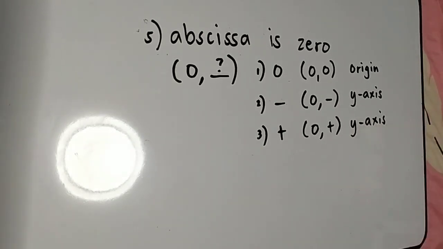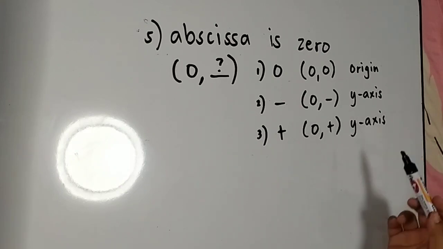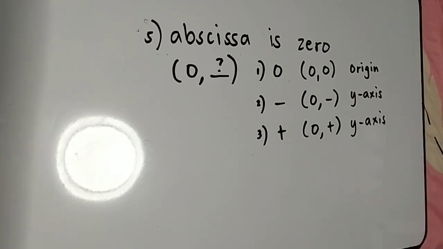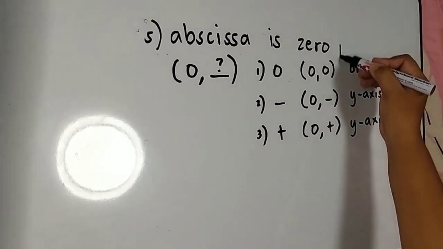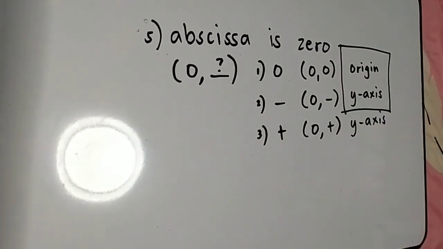Now, if you notice, since pareho naman, yung kapag negative and positive si y, parehong y-axis ang location, so dalawa lang yung answer dyan. So, ang possible location lang is origin and y-axis. Kahit huwag mo nang ulitin yung y-axis kasi pareho lang naman yun. Okay.